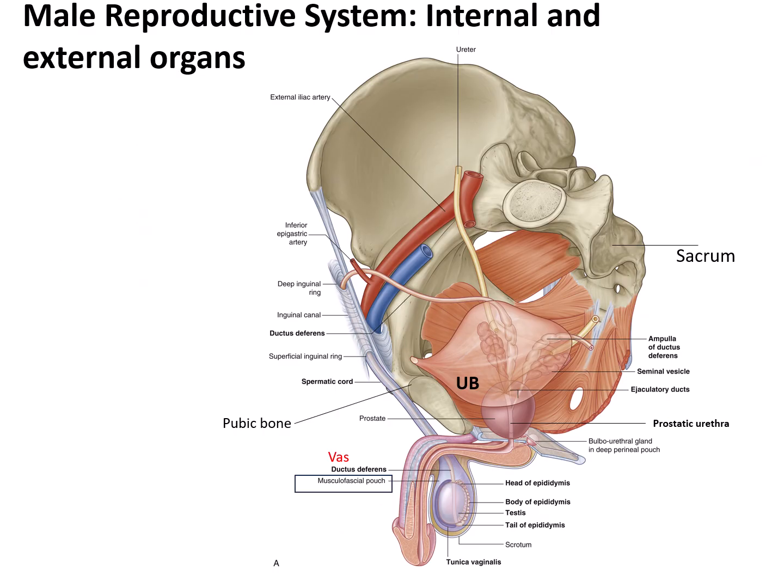So here is just a slide showing the structures of male reproductive system or organs which can be found within the pelvis or outside, internal and external. Internal, for example, like prostate here, external, such as the penis here, and also testis, for example.